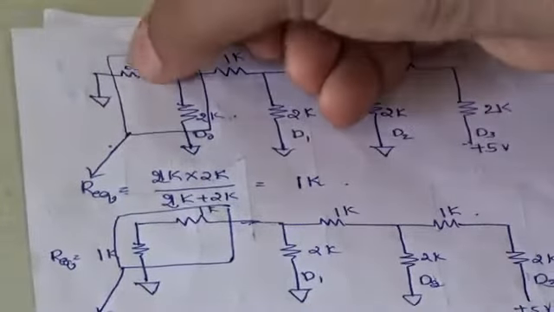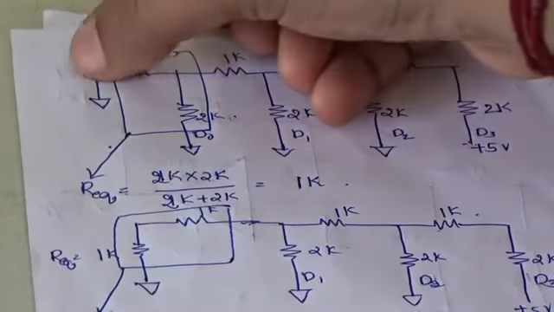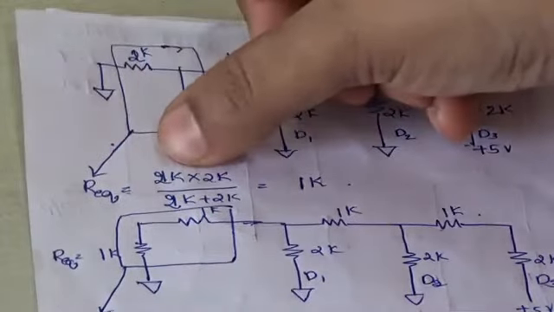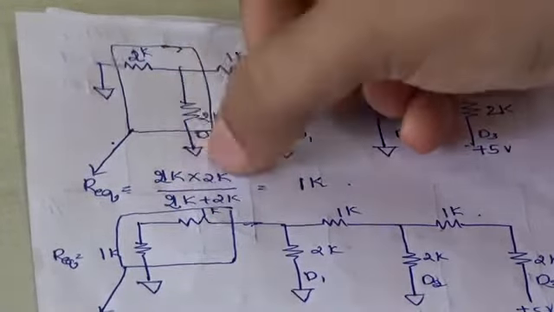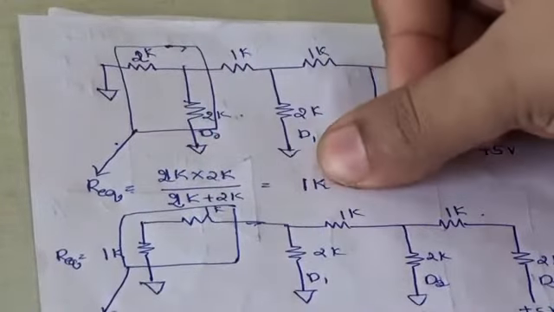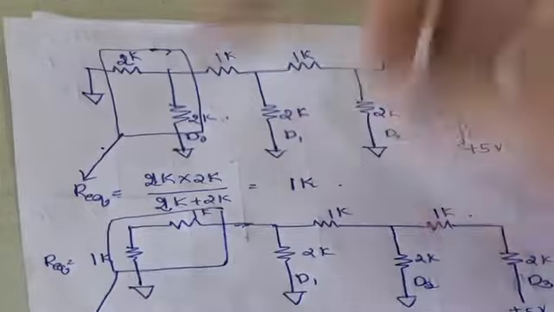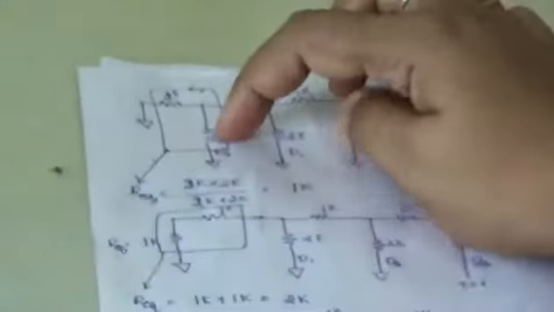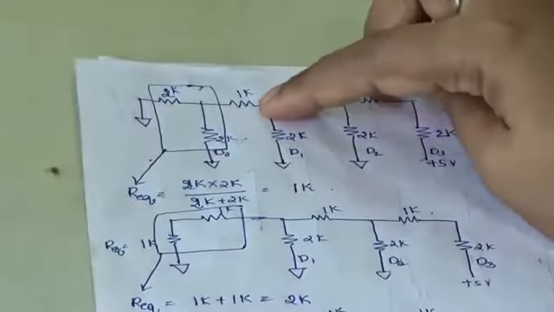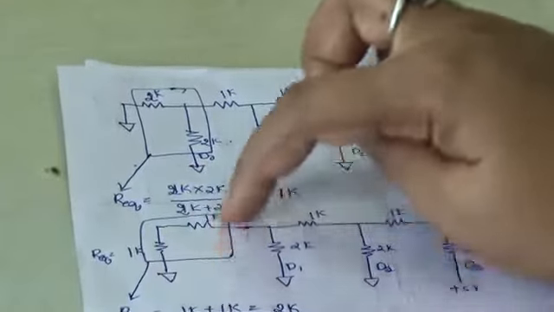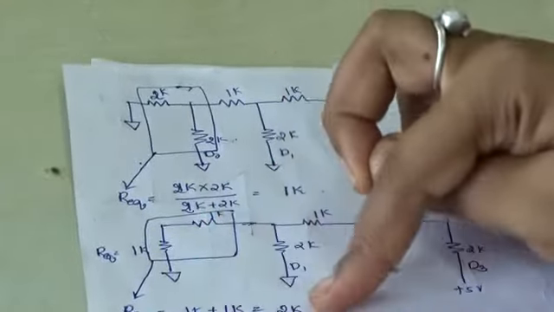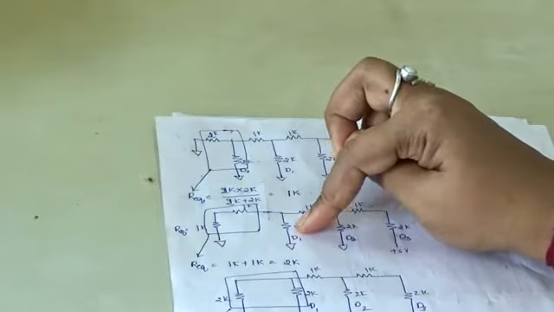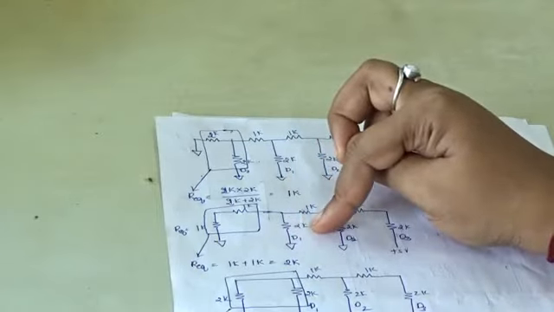When I consider this 1K and 2K, how are they connected? 1K is grounded and 2K is connected, so these two are in parallel. The equivalent resistance is 1K into 2K divided by 1K plus 2K, and you get the answer as 1K. Again, this 1K is the equivalent resistance of these two. This 1K is connected in series with the other 1K that I showed here. So these two in series give 1K plus 1K, that is 2K. Again, this 2K will be in parallel with this 2K. Whenever two 2Ks are in parallel, what happens here?